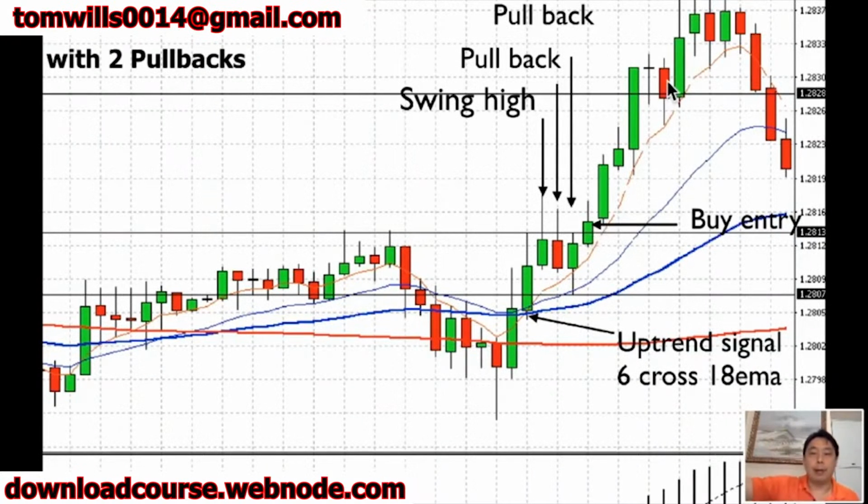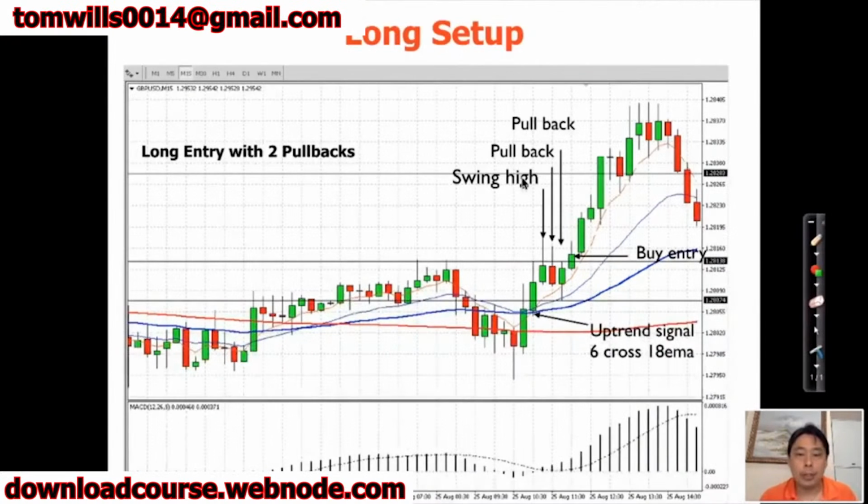Boom, really nicely, right? So in this case, we've got a swing high with 2 pullbacks. Once again, I'll show you in a short while where you exactly place your stop loss, where you exactly place your profit target and the kind of orders to use to enter the trade. All right, so just understand the price action for now.